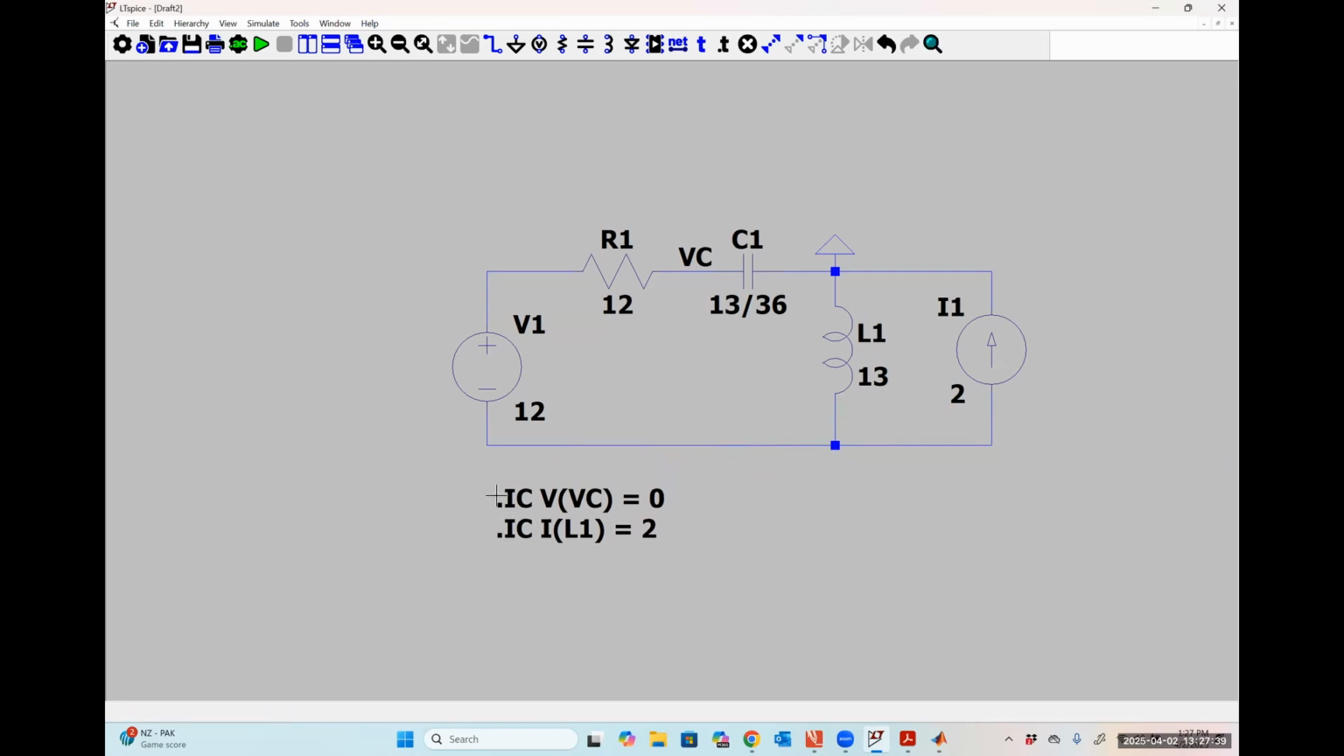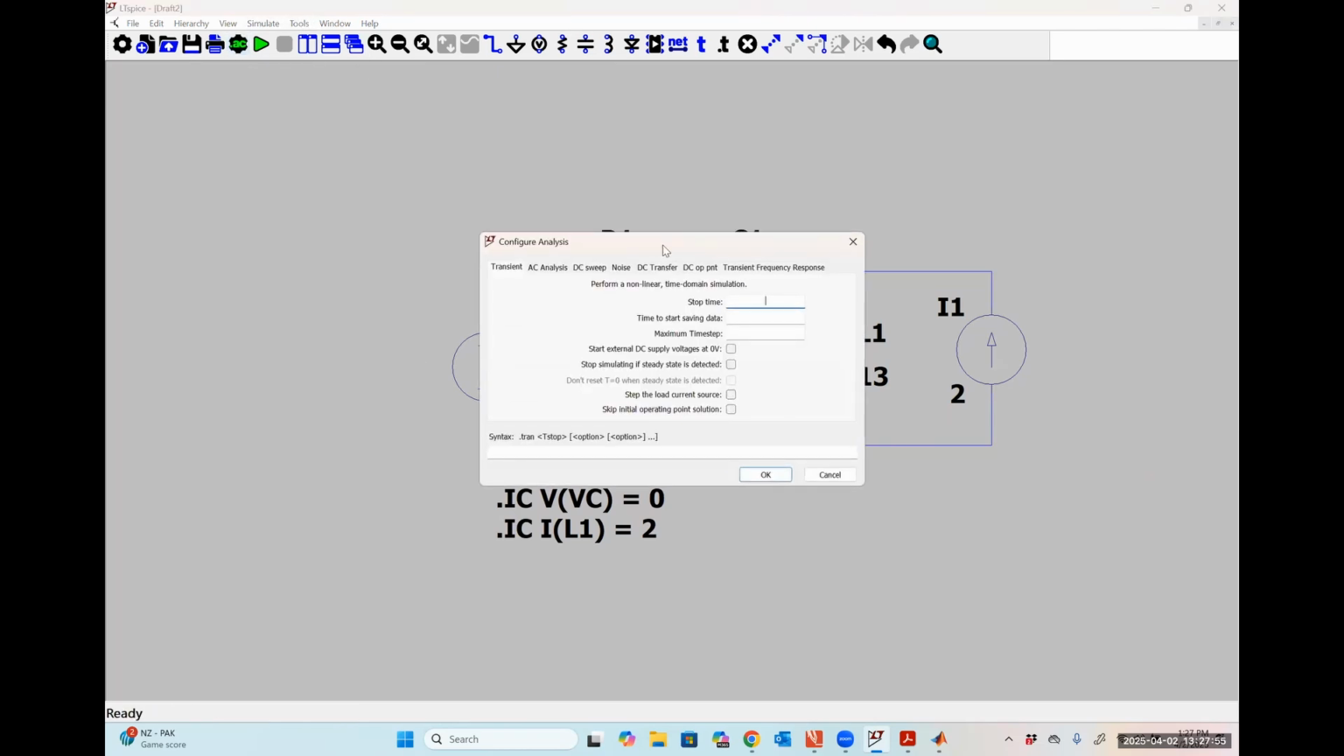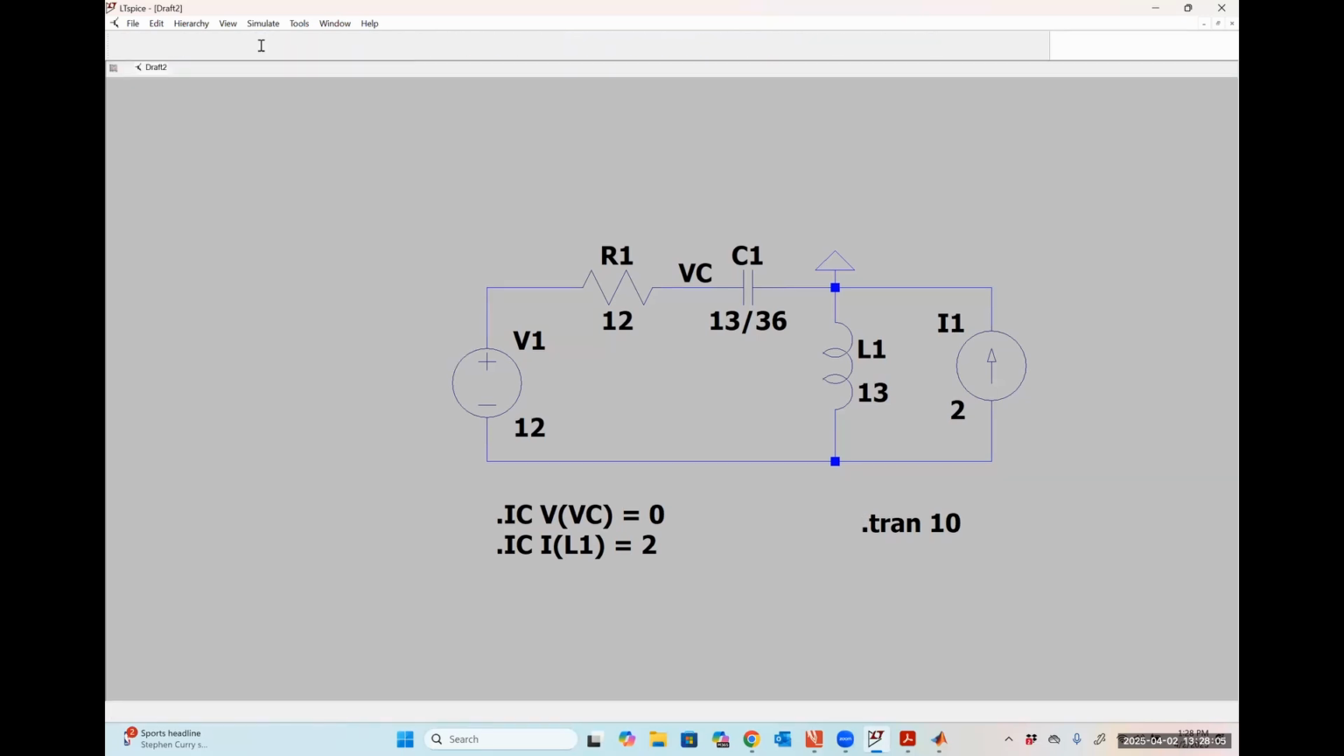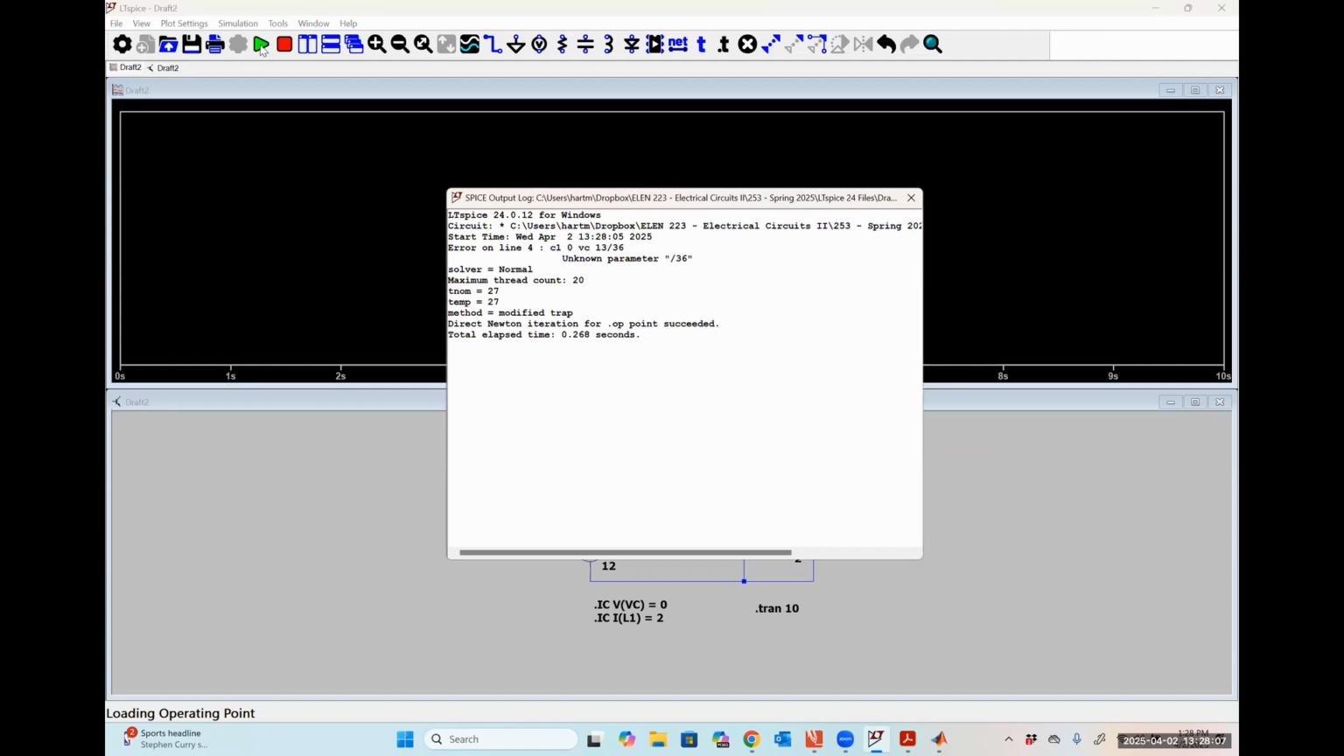And let's see. So alpha was in the ballpark of 1/2. So the inverse of alpha would be roughly 2. So I'm going to run this for, let's say, 10 seconds and see how it shakes out. This will either go okay or horribly. Unknown parameter over 36. So I definitely can't put in a fraction.